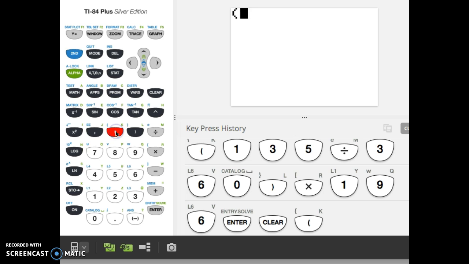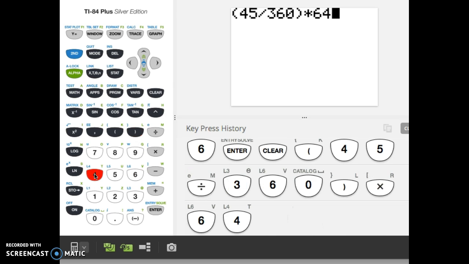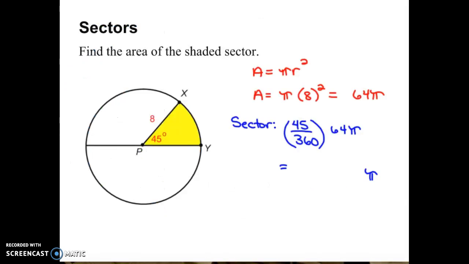So I'll go ahead and type in 45 divided by 360. That's what fraction of the circle is my sector, and I'm going to multiply that by the area of the circle, which is 64 pi. Okay, but I won't have pi in it. So it's an easy number. I don't have to convert it to a fraction. It's just 8. So my answer should be 8 pi. So when I type that in, I end up getting 8 pi.